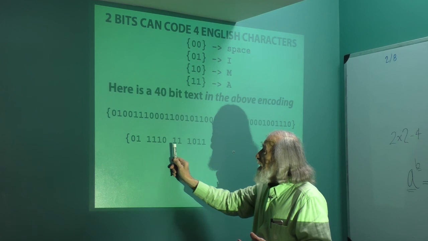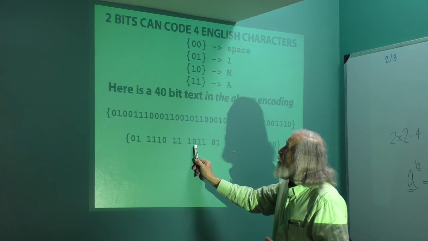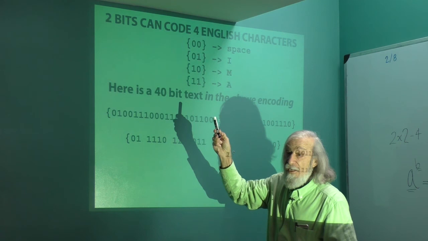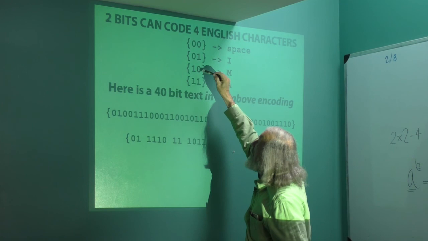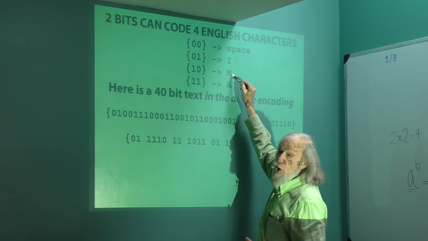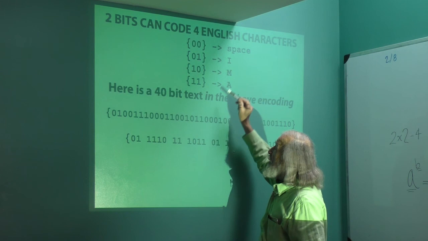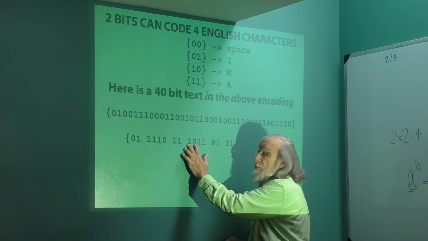Now we have a 1-0. We haven't had that before. What's the 1-0? Go to the dictionary. Look in the dictionary. Find the 1-0. There it is, right? Read across to what it codes for. It codes an M. So this is an M. Is that looking possible? Looking okay?